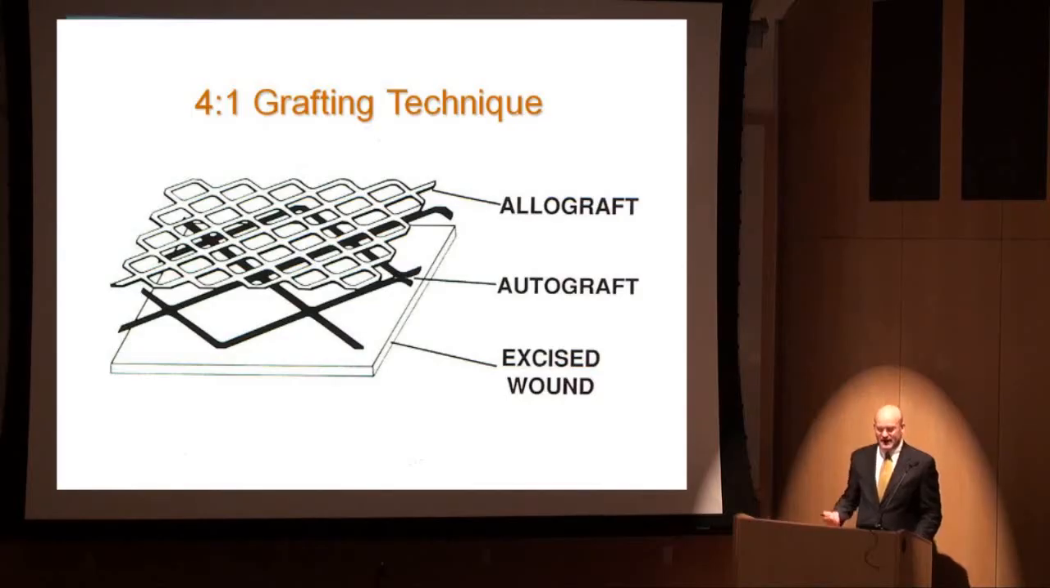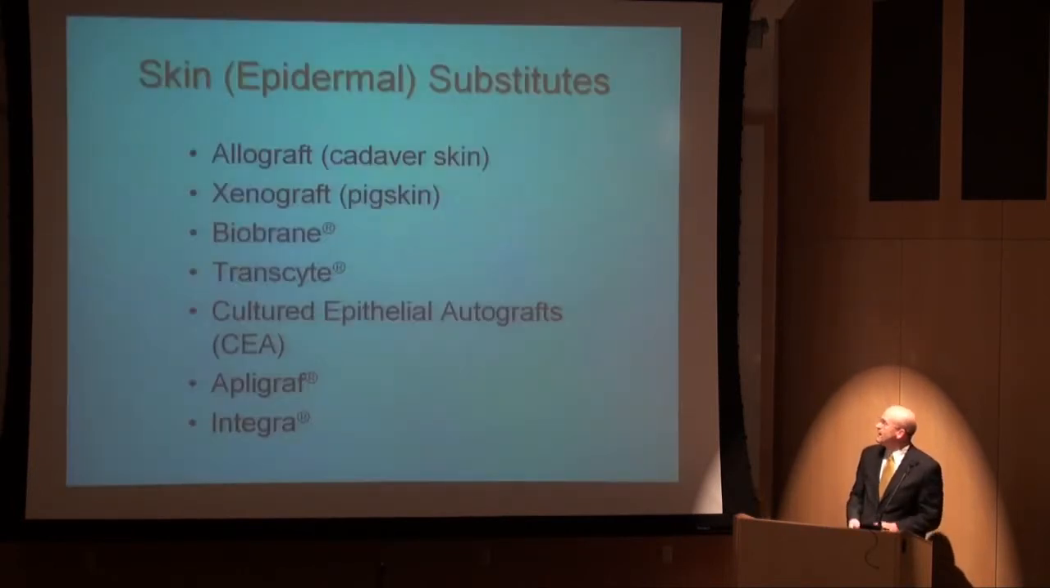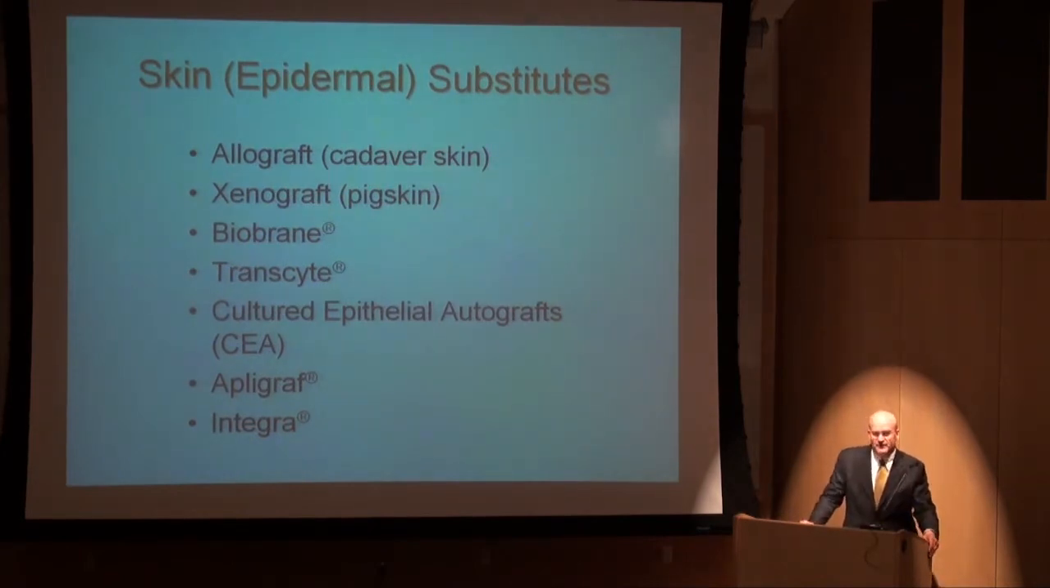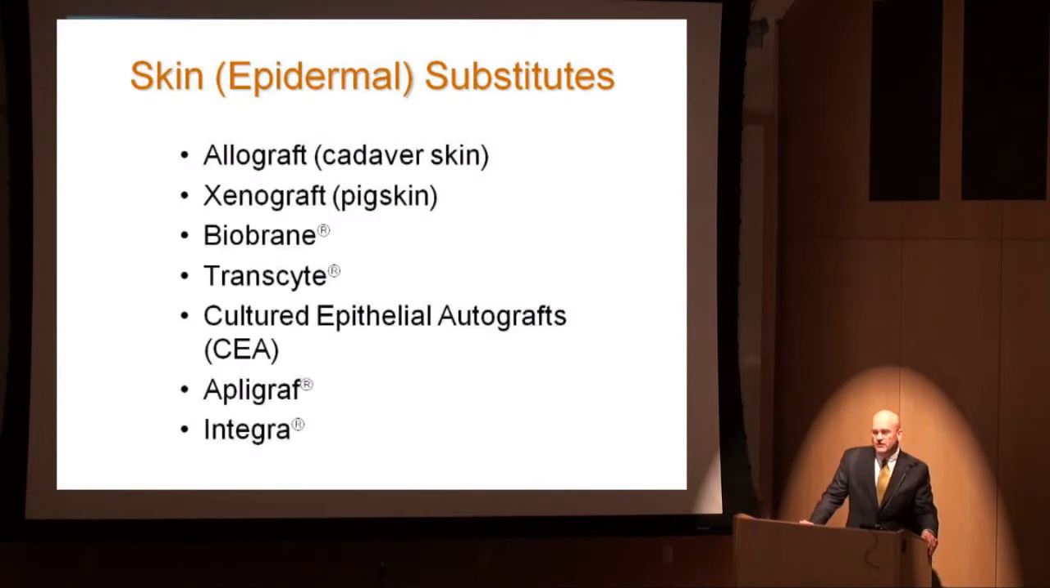But I think what's important is to get it all off. And what I do a lot is this 4-to-1 grafting technique, where we'll take a widely expanded skin, put allograft on top of it, and close the wounds. Now, I tell the residents and fellows all the time that we have a race here. This person is going to get an invasive wound infection if we don't get the wound closed. A closed wound does not get infected. And so that's what we've got to try to do.